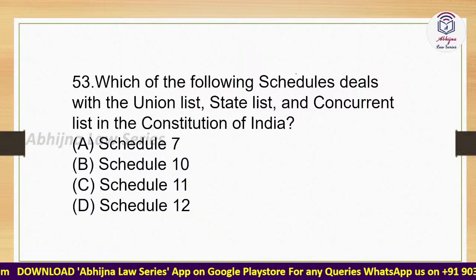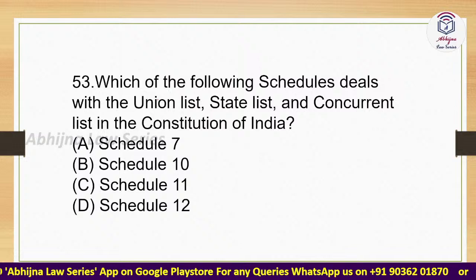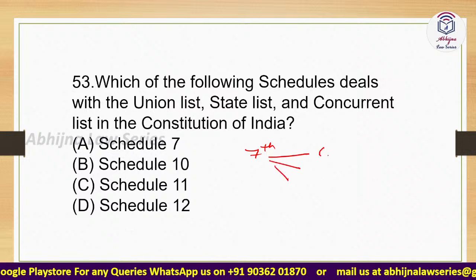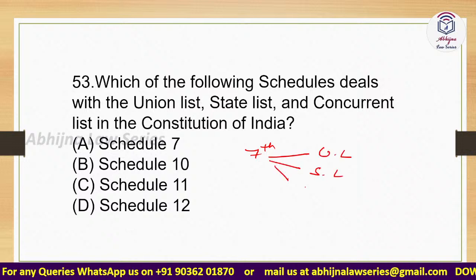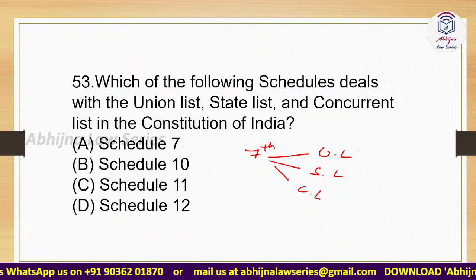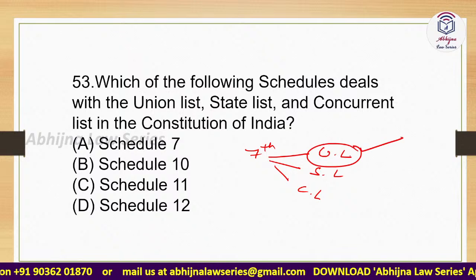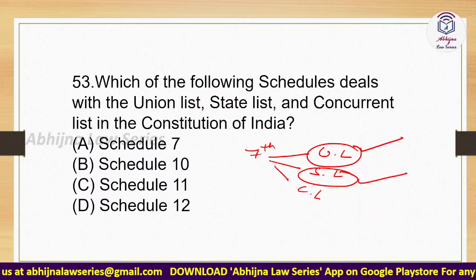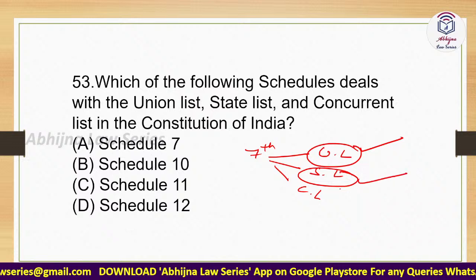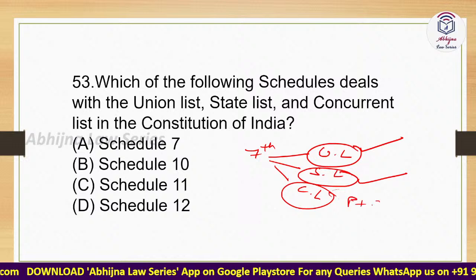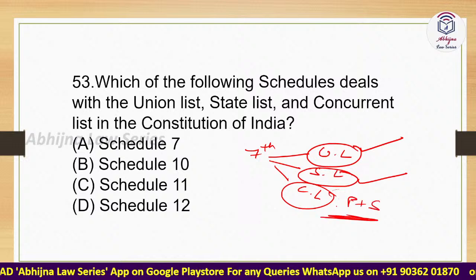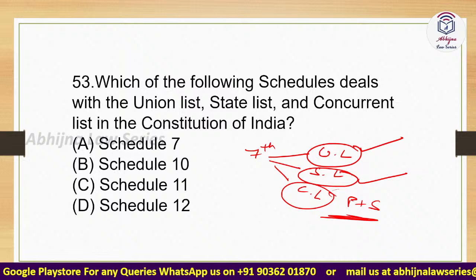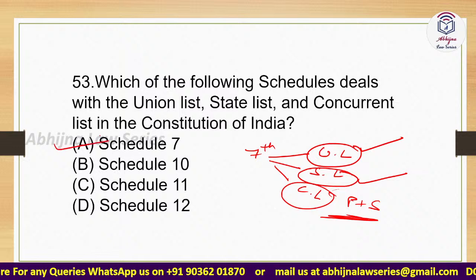Which of the following schedules deals with the union list? See here, the 7th Schedule prescribes 3 lists, that is union list, state list and concurrent list. So, Parliament can make laws on the union list, states can make laws on the state list, and both Parliament and states can make laws on the concurrent list. That is why Schedule 7 is the answer.